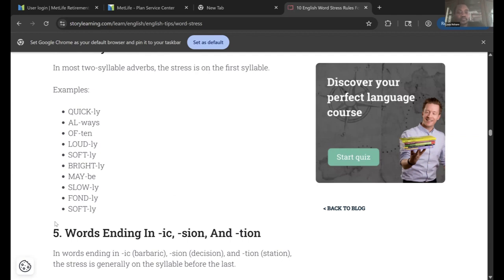Examples. Quickly. Okay. Always. Often. You don't pronounce the T. Often, not often. Often. Okay. Next.